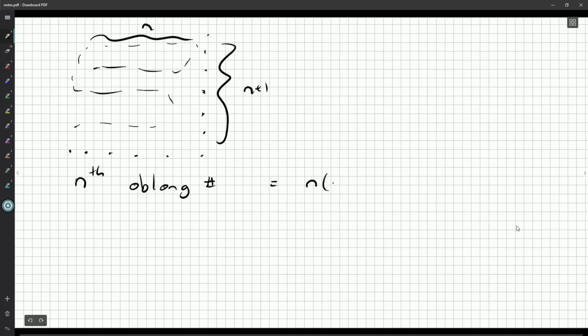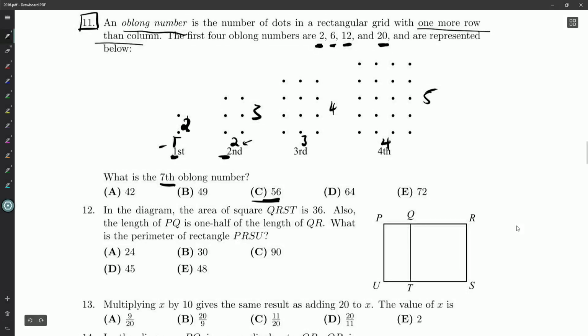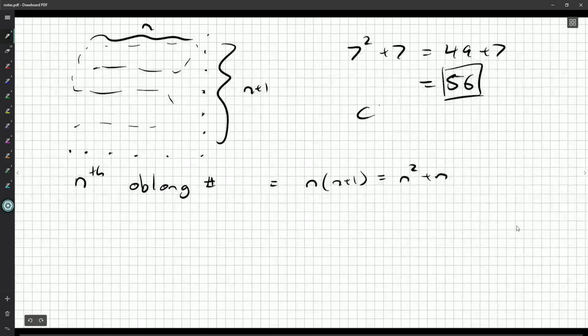So it should be n times n plus one, which would be n squared plus n, but we're just asked for the seventh one. So 7 squared plus 7, that'll be 49 plus 7, and that'll be 56. Or you can just say 7 times 8. That would work just fine. But 56, and that is C. So that's what we bubble in.